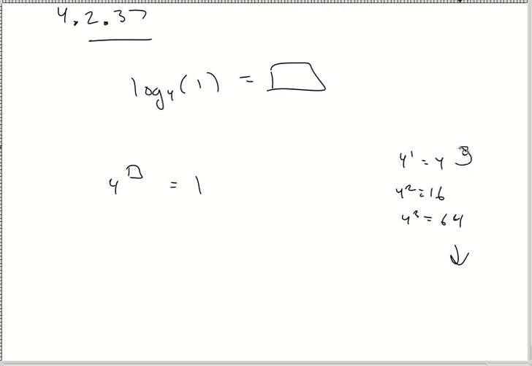What if you went backwards? 4 to the 0 is equal to 1. Anything to the 0 power is equal to 1. That's it. Cool. And it doesn't have to be a 4. It could be any kind of base. And log of 1 always equals 0. Okay.